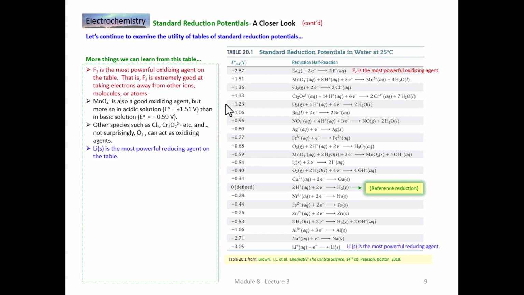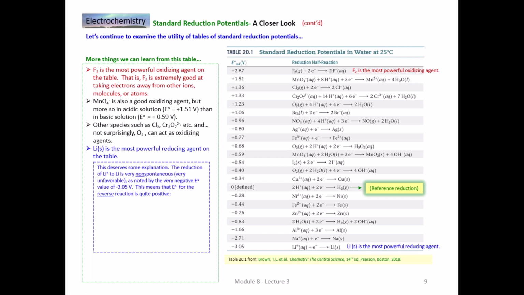Now lithium metal is the most powerful reducing agent on the table, and I've got that labeled down here. This deserves some explanation. The reduction of lithium ion to lithium metal is very non-spontaneous, minus 3.05 volts. However, what this means is that the reverse reaction, lithium metal going to lithium ion plus an electron, is quite favorable, because remember, when you reverse the reaction, you change the sign of the standard potential.